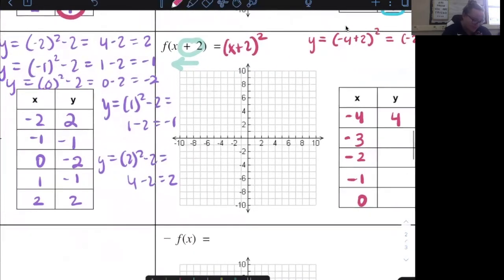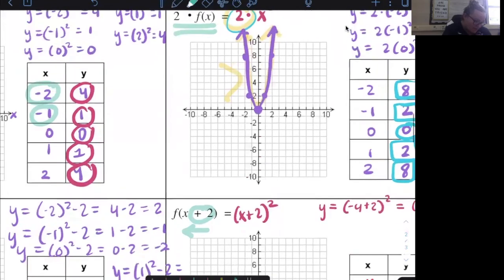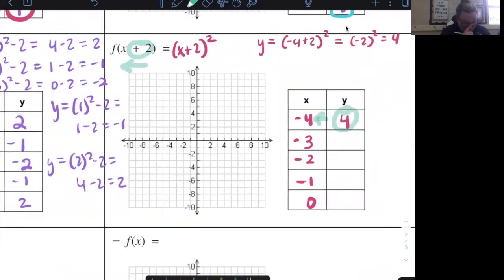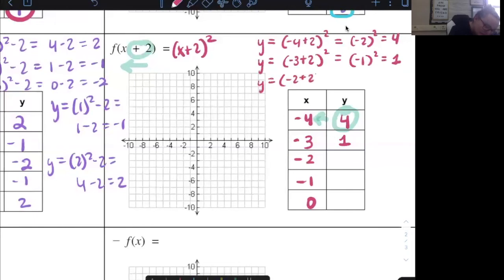And check it out. Our y value didn't change from our parent function. The only thing that changed was the x value that gave it to us. Then we're going to do negative 3. So negative 3 plus 2 is negative 1. You get 1. Then we're going to take negative 2 plus 2, which is 0. 0 squared is 0. Then we're going to get negative 1. So negative 1 plus 2 squared is 1 squared, which is 1.